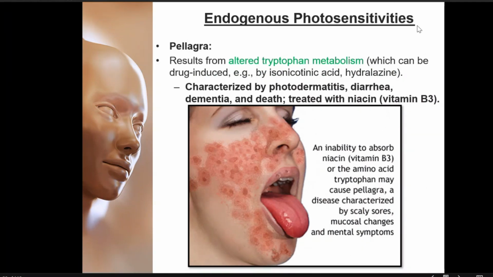Pellagra. This is also one type of endogenous photosensitivity. Pellagra results from altered tryptophan metabolism, which can be drug induced or genetic. It is characterized by photodermatitis, diarrhea, dementia, and sometimes death, and it is treated with niacin because in this disease there is a disturbance of tryptophan metabolism.